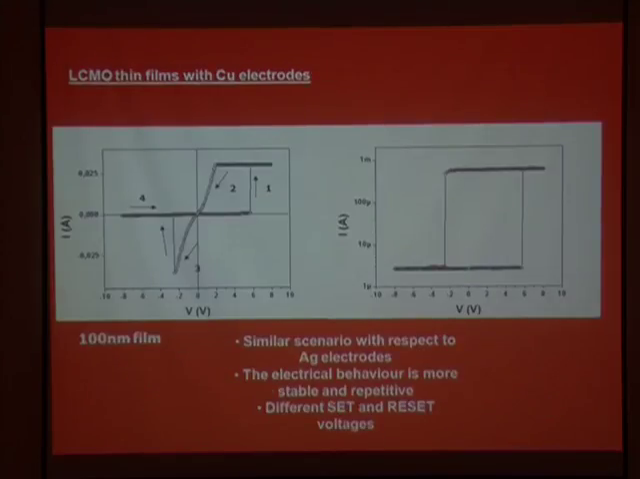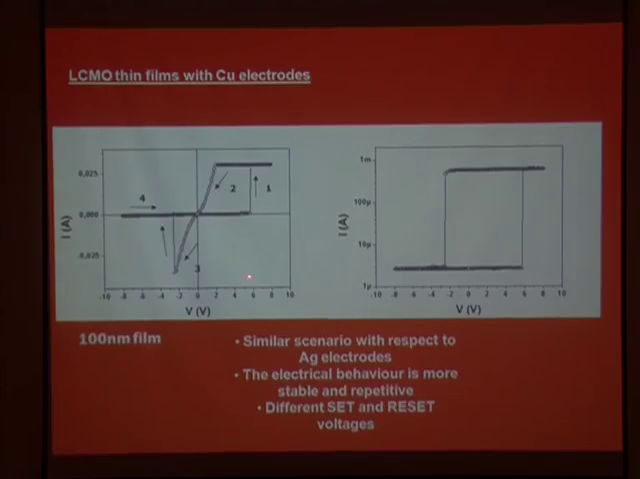Then we moved to thin films with deposited copper electrodes. These electrodes are more controlled, have been deposited by sputtering and miniaturized by means of optical lithography, and we found that the effect is similar to the case of silver electrodes, but it's cleaner and more repetitive than in the other case.